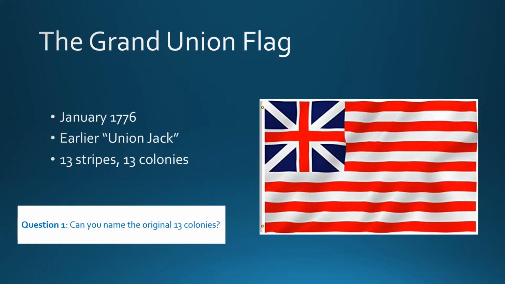In January 1776, the flag most commonly flown was the Grand Union Flag. It was a combination of the old British Union Jack flag, which you can see in the upper left-hand corner, and the 13 red and white stripes representing the 13 colonies. It was sometimes called the Continental Colors, the Continental Union Flag, the Cambridge Flag, the Congress Flag, the First Navy Ensign, the Somerville Flag, the Great Union Flag, or simply the Union Flag.